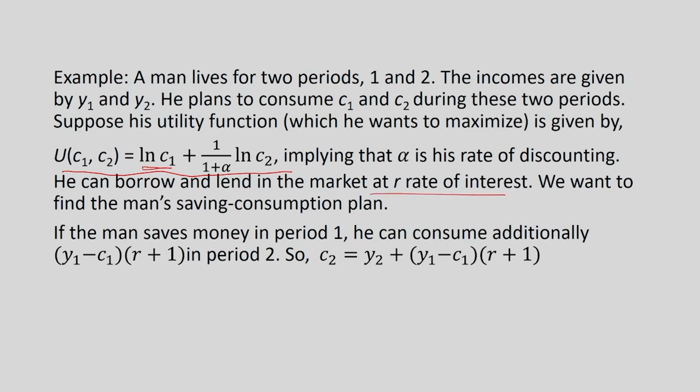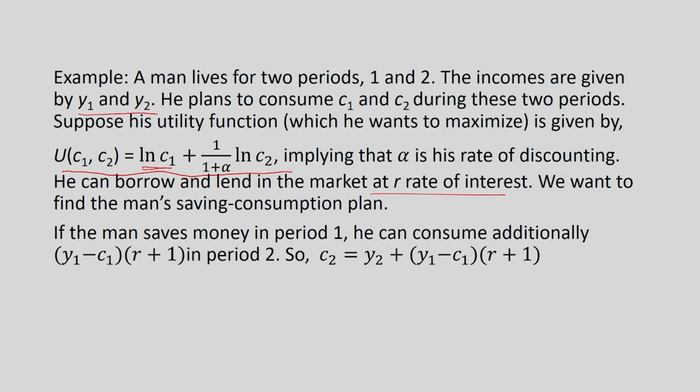So, R is the rate of interest prevailing in the market. At this rate of interest R, he can lend money and get the interest R, or he can borrow money, in which case he will have to pay this rate of interest. We want to find the man's saving consumption plan. That means, if these are the incomes Y1 and Y2, and this is the utility function, and R is the rate of interest, then how much will he consume in the first period and how much in the next period? What is going to be the optimal C1 and C2? That is the thing that he is controlling here.